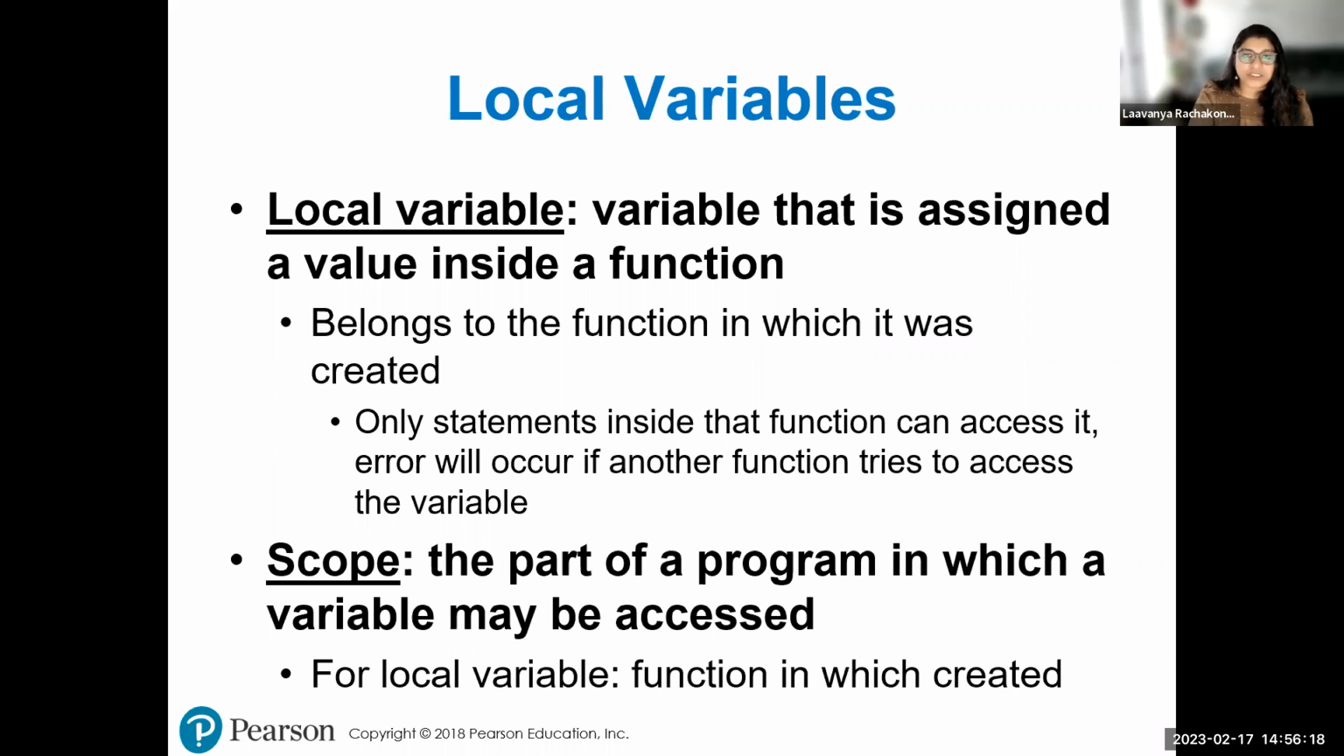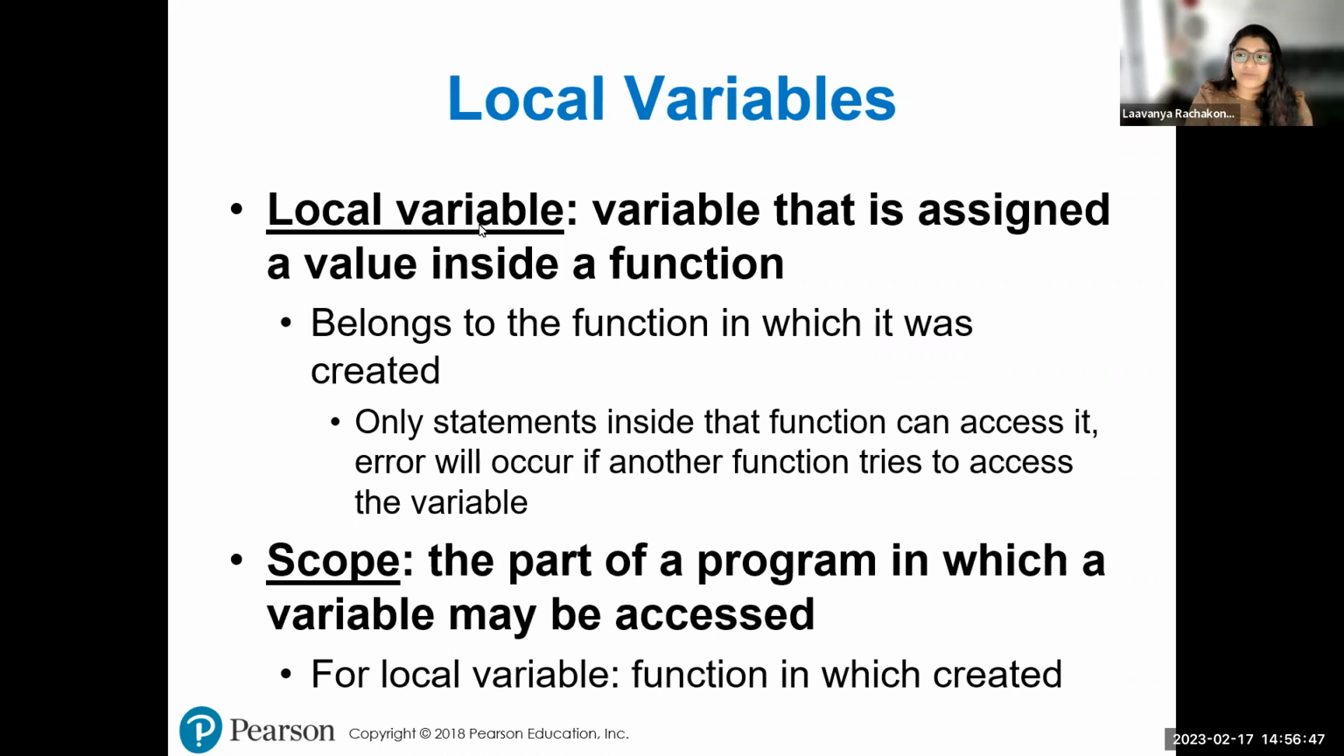Let's say function A has a variable name. Then the rest of the program cannot access the variable name which you have created inside this function. You could create a different variable also named name, but that scope will be different because that is outside the function. When we look at the examples, it will be much clearer.